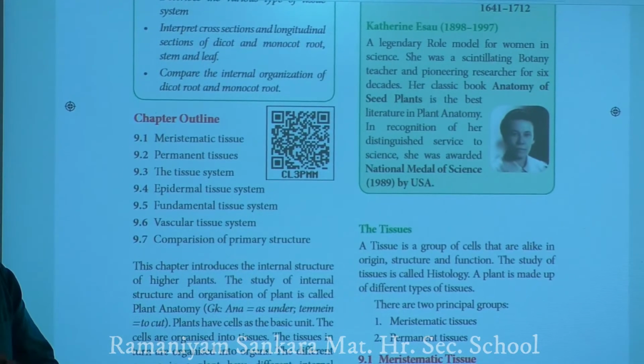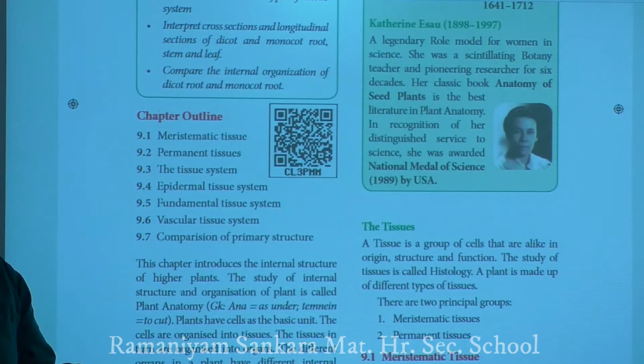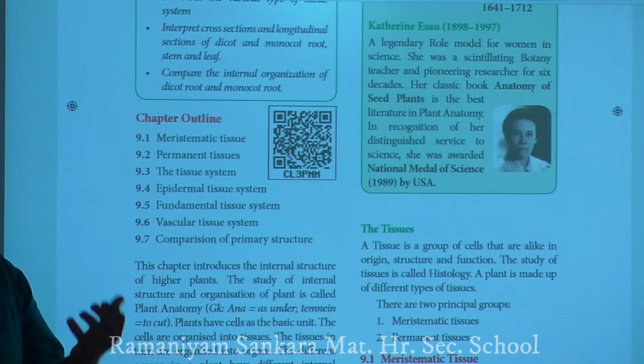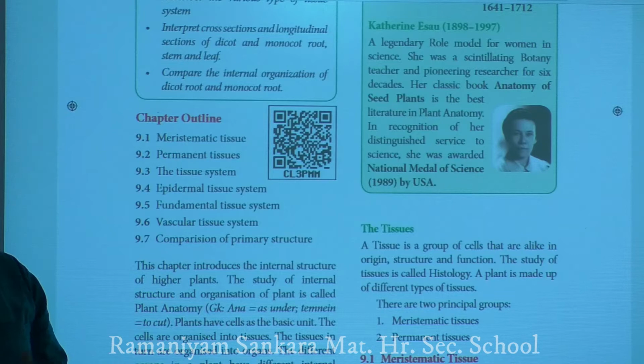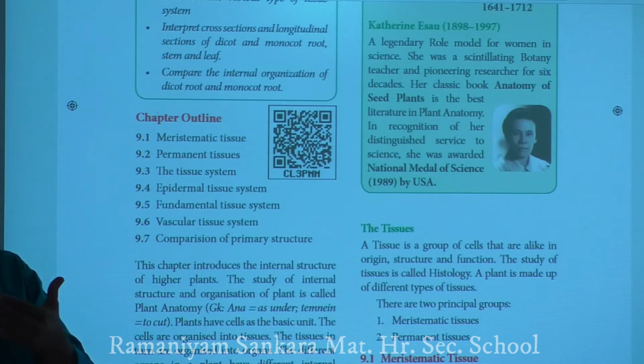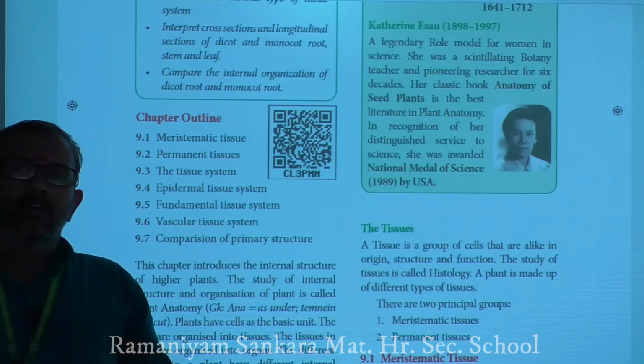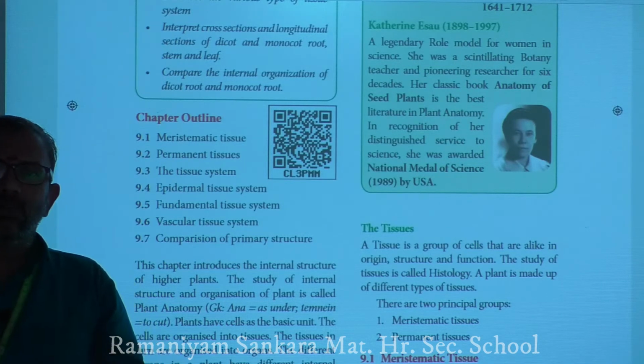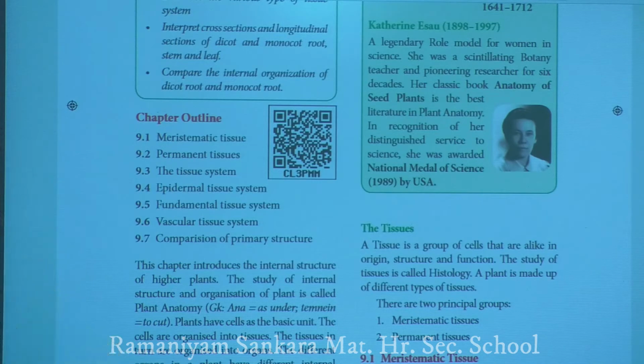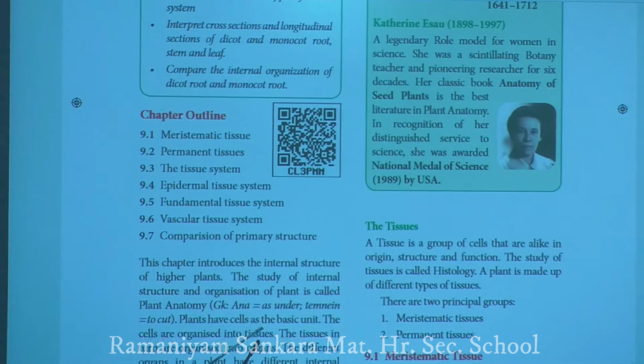First, in morphology, you see all the external characters and structures. But in this chapter we discuss all the internal structures, meaning the stem and other parts, at the tissue level. The study of internal structure and organization of plants is called plant anatomy.